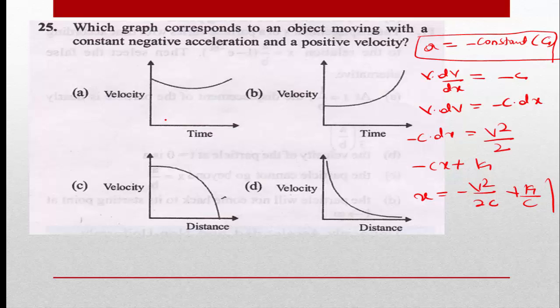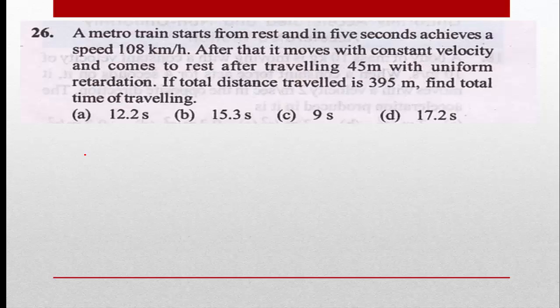Here this graph corresponds to an object moving with constant negative acceleration. Constant negative acceleration with positive velocity, x equal to v square divided by 2c plus k divided by c. Hence the graph C represents it correctly. The graph C represents correctly.